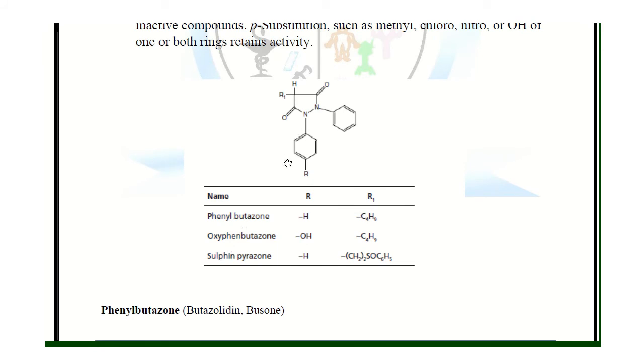So these are again the basic ring skeleton of phenylbutazone, oxyphenylbutazone and sulfinpyrazone. These structures can be asked in the exam. You may be asked to draw, depending upon the question, the structure of phenylbutazone or oxyphenylbutazone. You have to just replace these functional groups at this R and R1.